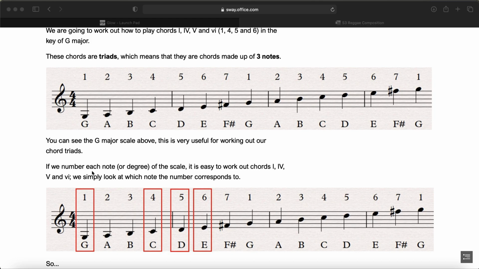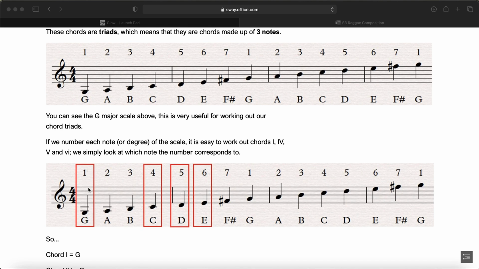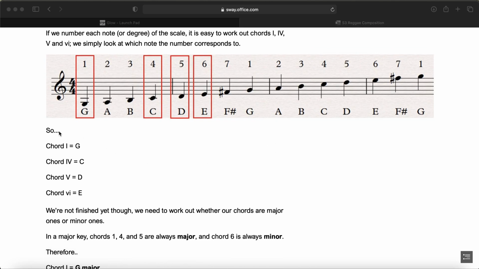If we number each note or degree of the scale, it's easy to work out chords 1, 4, 5 and 6. We simply look at which note the number corresponds to. So G is 1, C is 4, D is 5 and E is 6. So we've got here, chord 1 equals G, etc, etc.